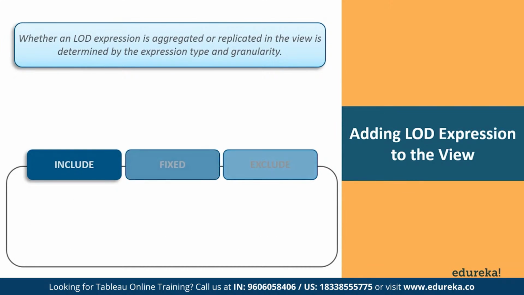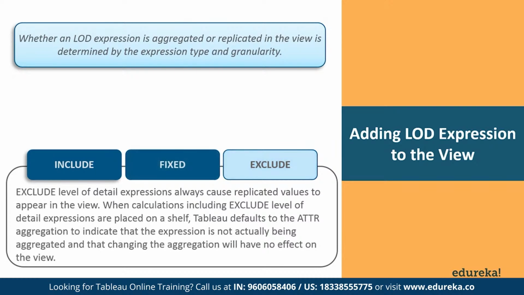And finally, for exclude level of detail expressions, replicated values will always appear in the view, as we had discussed before. When calculations include the exclude level of detail, Tableau defaults to the ATTR aggregation to indicate that the expression is not actually being aggregated and that changing the aggregation will have no effect on the view.